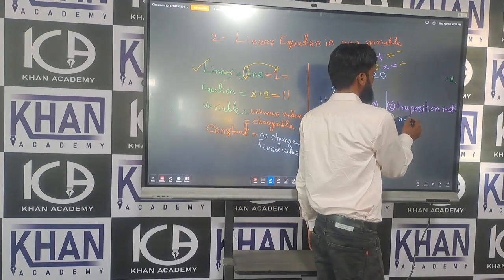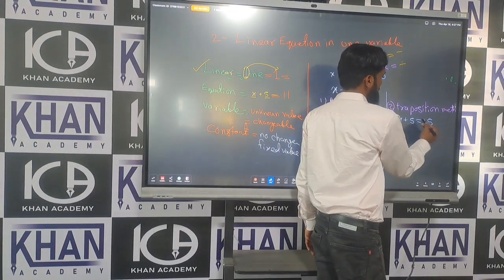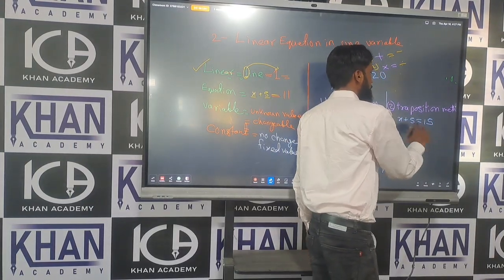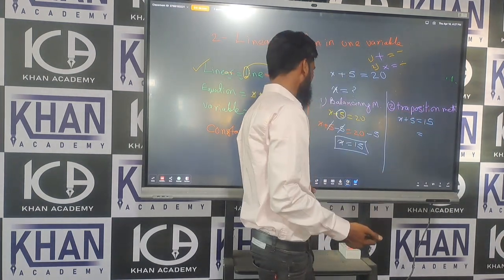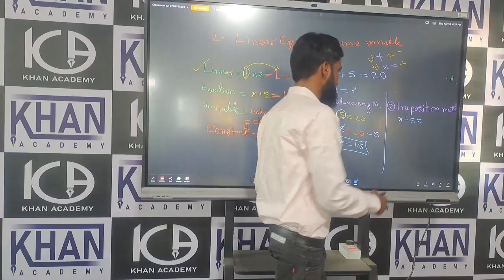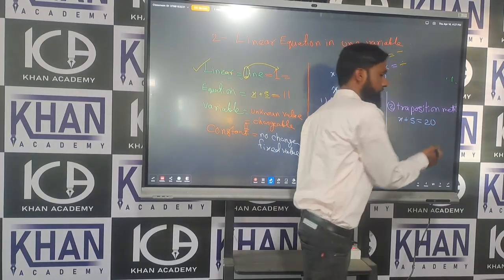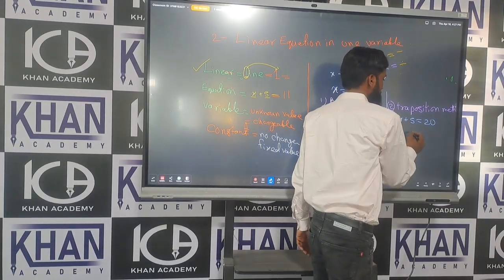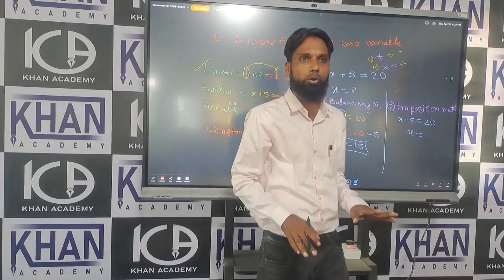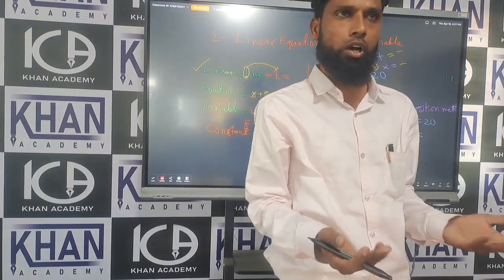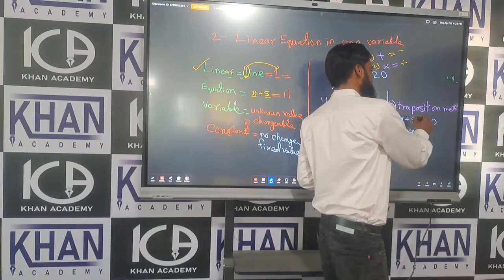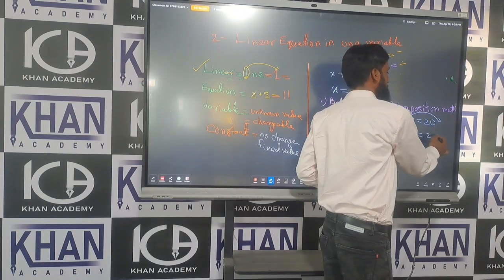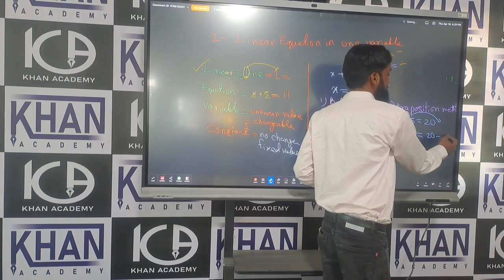So x plus 5 is equal to 20. Transposition method means you have to transport a term from this side to that side. X is saying, I want to live alone. So you have to transfer this 5 to the other side, and we will get 20 minus 5.